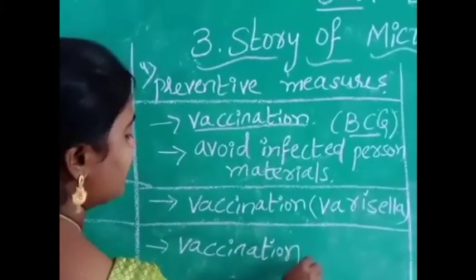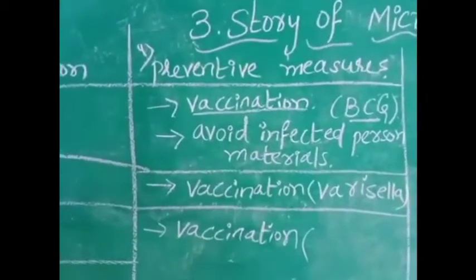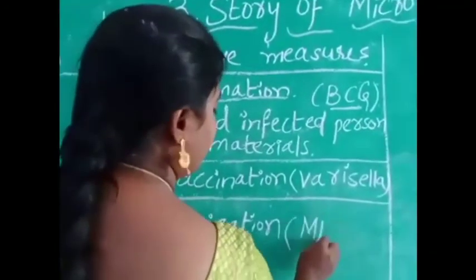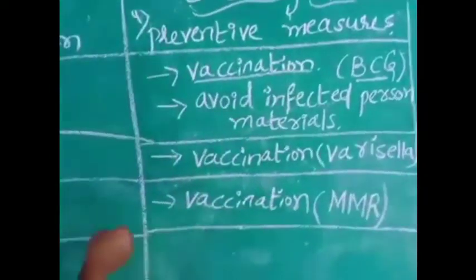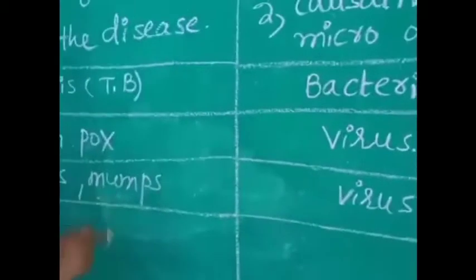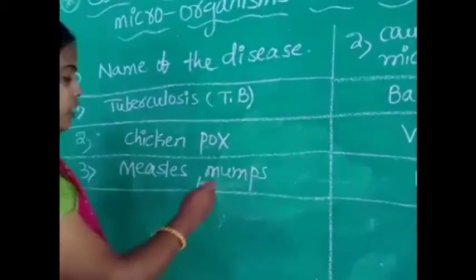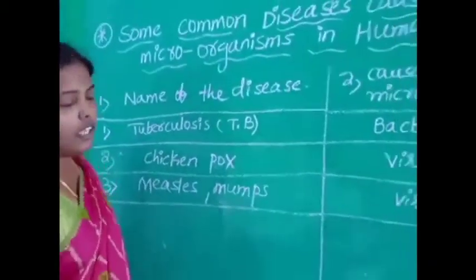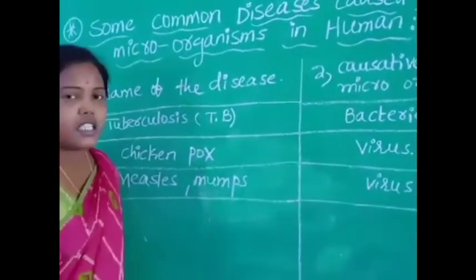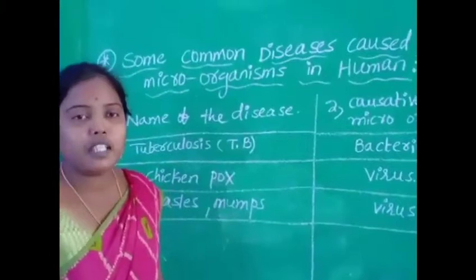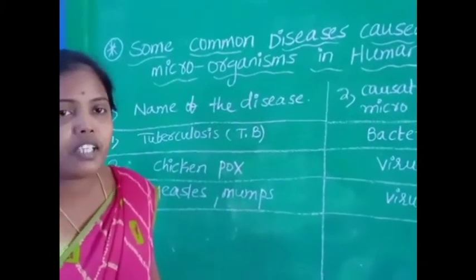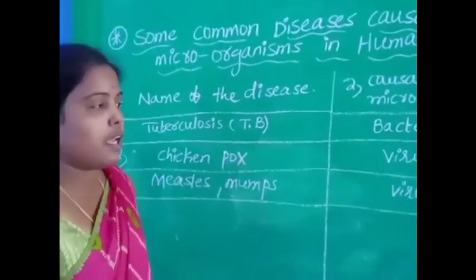What is the vaccine? It is useful to control this: MMR. MMR is a vaccine which is used to control measles and mumps, which mainly occur in human beings. Measles and mumps are diseases caused by a virus, and they are transmitted through air. How can we prevent it? By taking a vaccine, that is MMR.